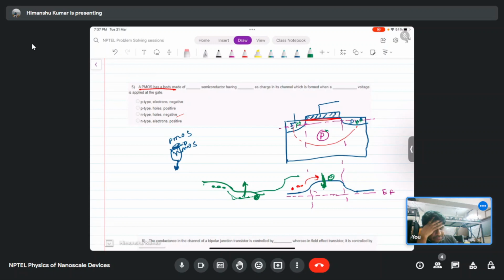So the correct answer is: a PMOS has a body made of N-type material, it has holes as majority charge carriers, and a channel is formed when a negative voltage is applied.